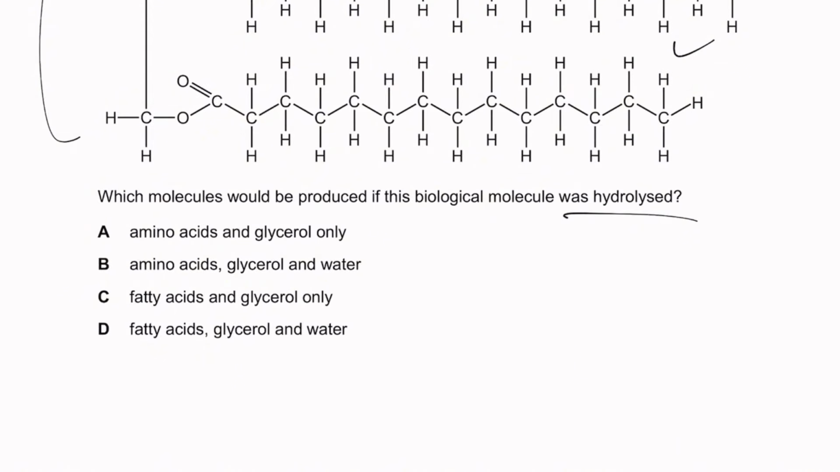Now here, from the options, we have amino acids. Obviously not. We're not releasing any amino acids here. Fatty acids and glycerol, or fatty acids, glycerol, and water. Remember, to hydrolyze means to use water. You're not going to be releasing water when you are using it, and that's why this is wrong. And so it's just fatty acids and glycerol.